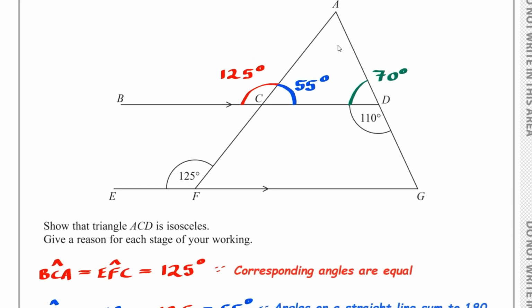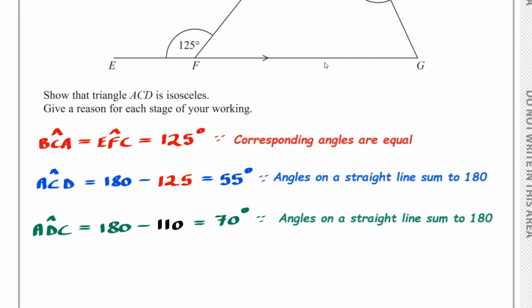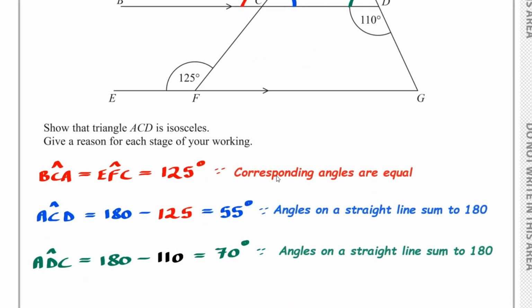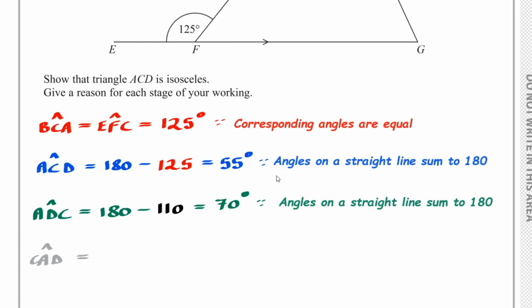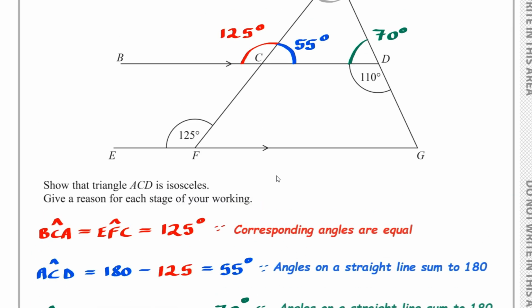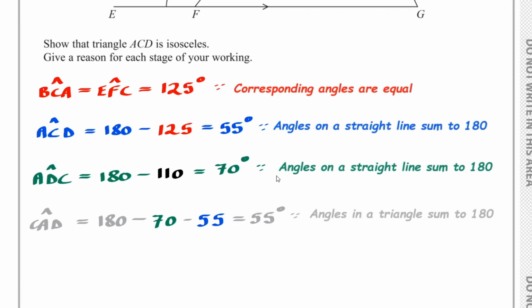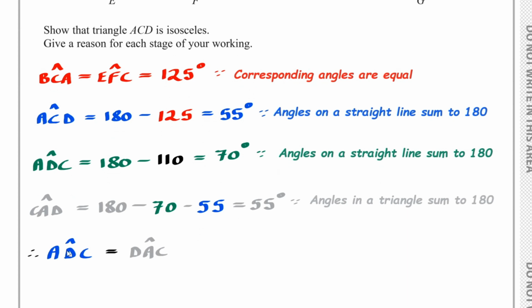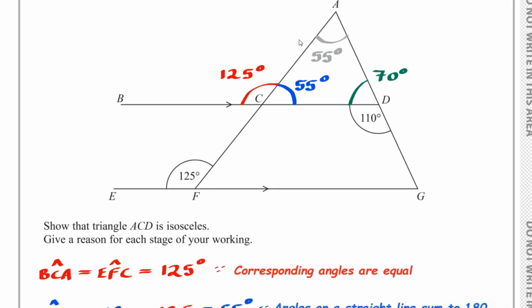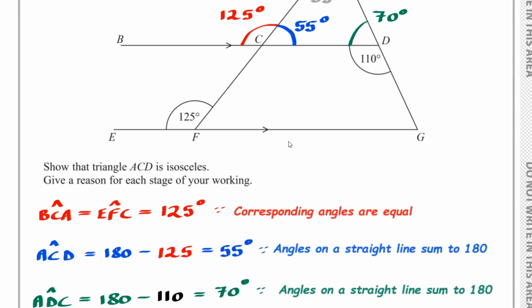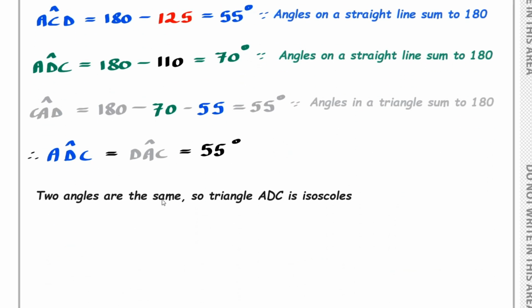Angles on a straight line sum to 180. So I can find out this missing angle using the fact that angles in a triangle add up to 180. So that angle CAD is equal to 180 subtract 70 subtract 55, which is 55 degrees. And that's because angles in a triangle sum to 180. So we've got the angle ADC equaling the angle DAC, which are both 55. So because we've got two angles which are the same, the triangle ADC is isosceles.